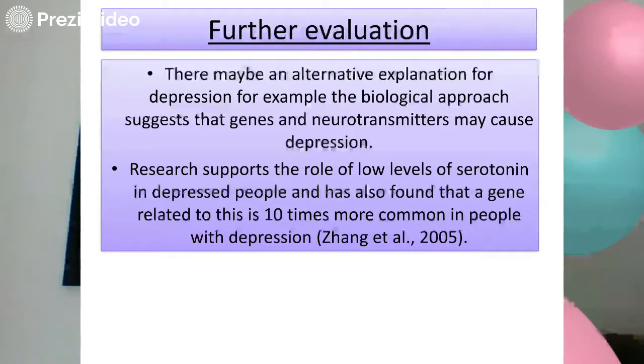Now, you may know that individuals who suffer from depression are often prescribed antidepressants. Often these are SSRIs, and these SSRIs focus on affecting the levels of serotonin. So a biological explanation would suggest that serotonin is actually a better explanation for depression.